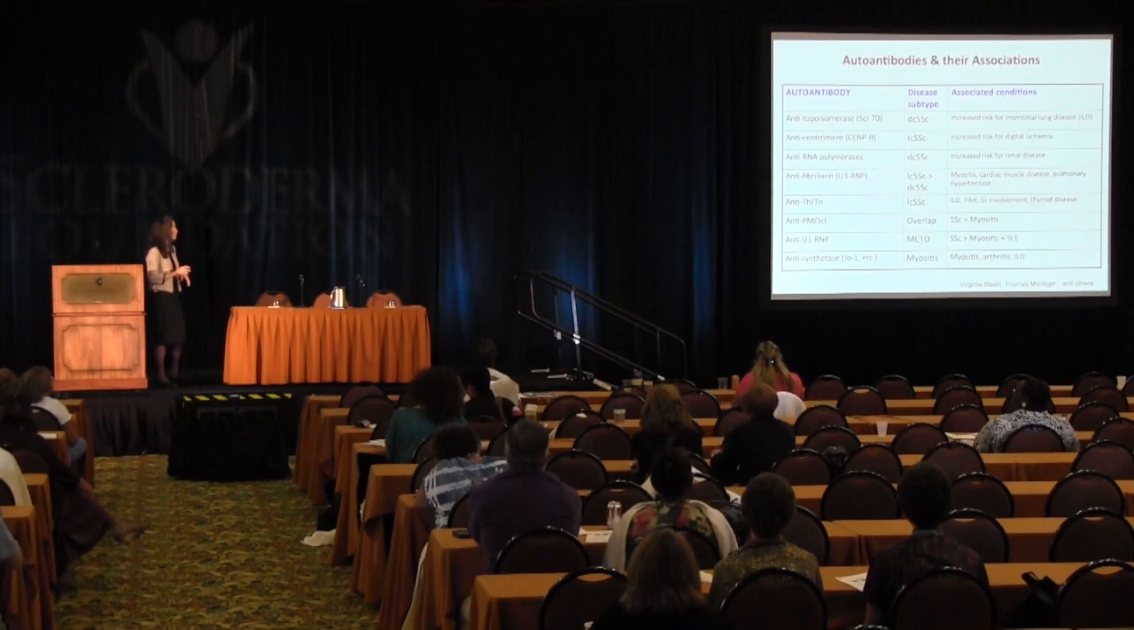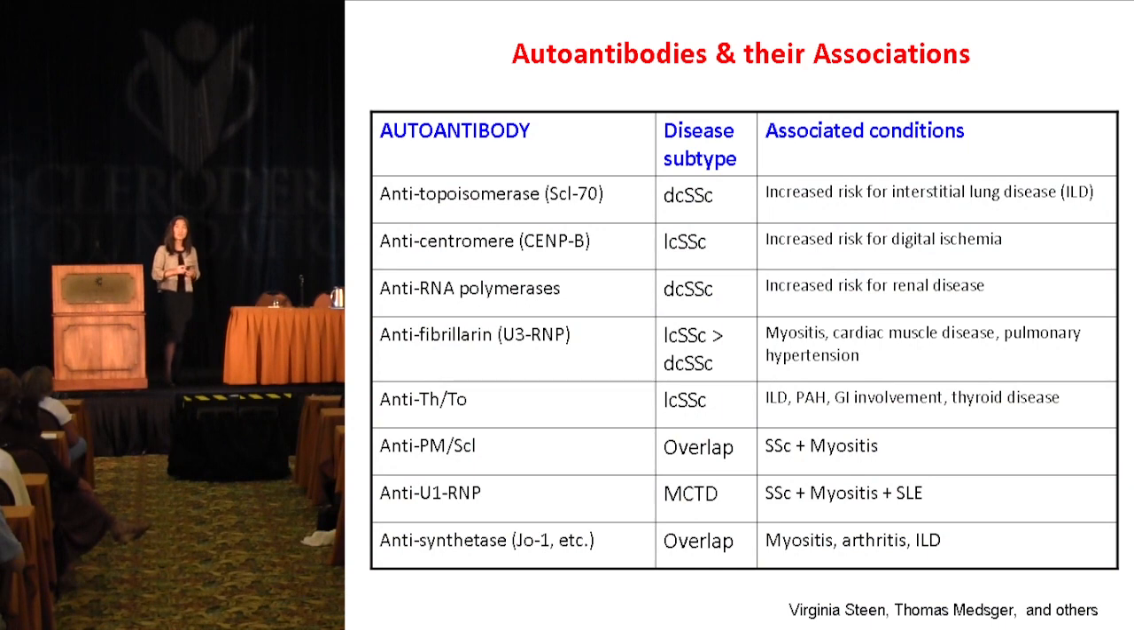I'm not going to belabor this point, but there's been some really nice work done by Ginny Steen and Tom Metzger and several others who have shown that if you look carefully at patients that have these specific antibodies, there are actually clinical associations. For example, anti-topoisomerase or SCL70 antibodies confer an increased risk for the development of interstitial lung disease. So we are very careful about screening those patients and looking for these types of complications.